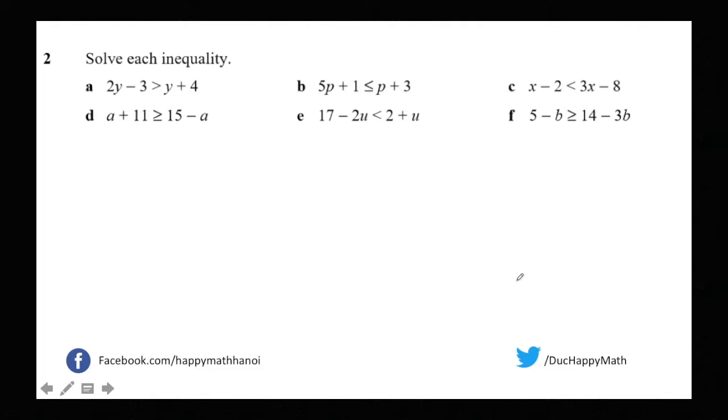Question 2 is more complicated than the previous exercise, but the basic rule will be unchanged. You change the position so the variable will be standalone in the inequality. The first one, I will change this term 2y to the left. This is minus y, and minus 3 I move to the right. This means 3. So 2y minus y will be y, greater than 7.